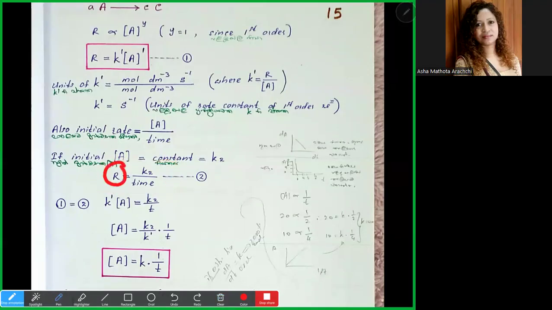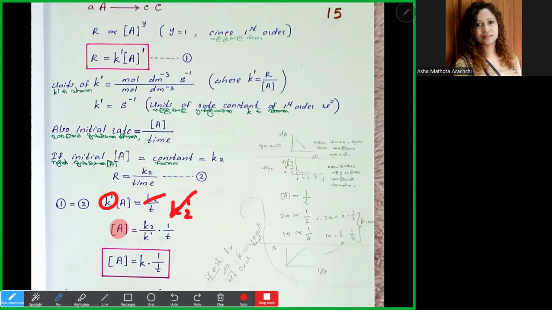Then R and R equal, so I'm going to make K prime A equals K2 over time. K prime A equals K2 over time. So make A the subject here. Then I'm going to move this K2 here, K2 over K prime.